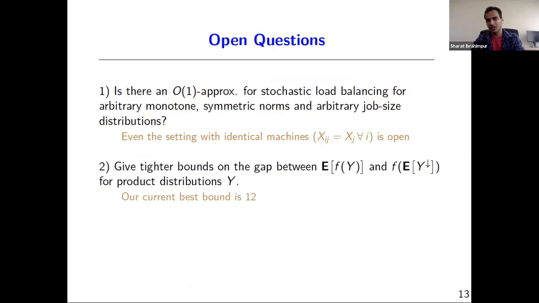The second question is purely mathematical. What's the best upper bound on the expected norm of a random vector in terms of the norm of its expected sorted vector? In the full version of our paper, we showed a bound of 28. We have been able to bring it down to 12, but we believe that the true gap is much smaller.